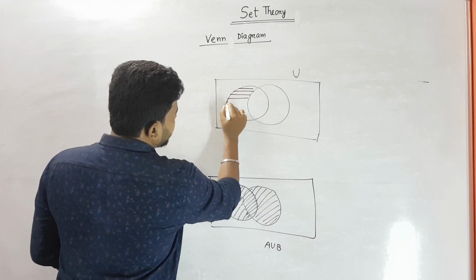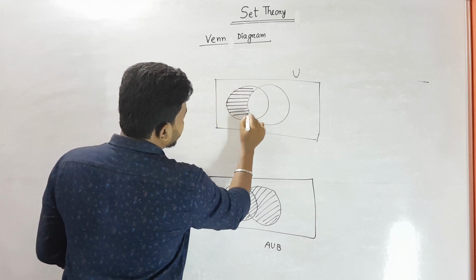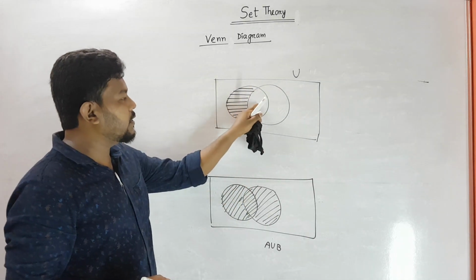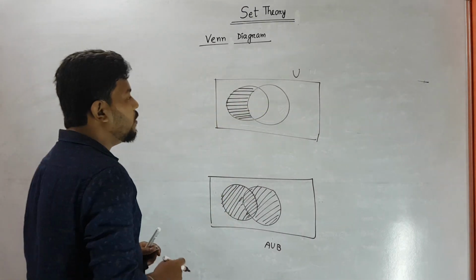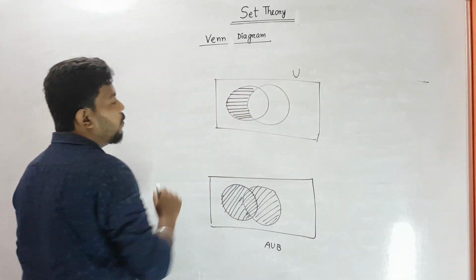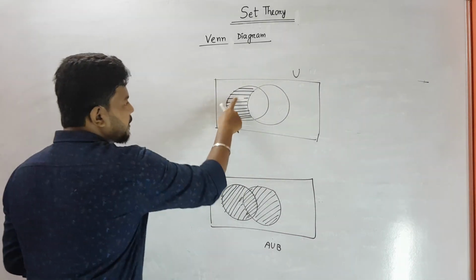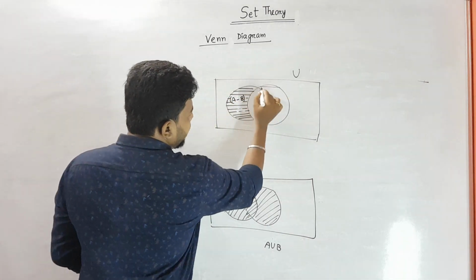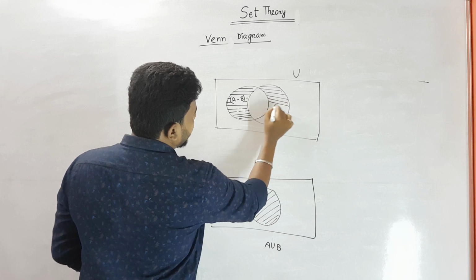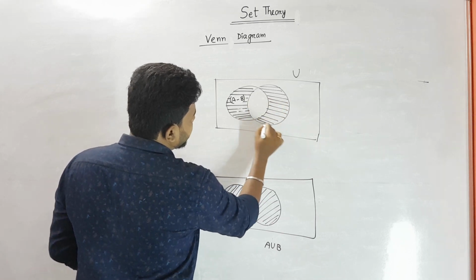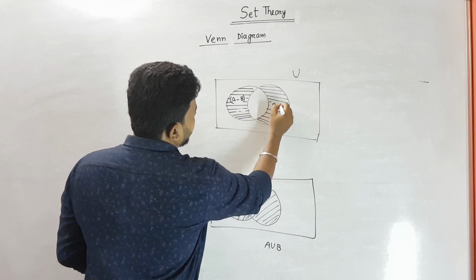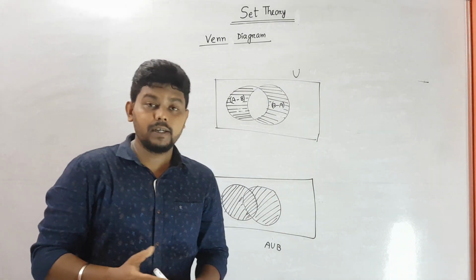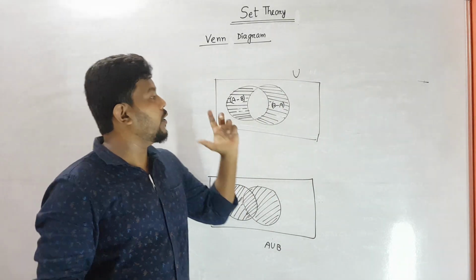Now, this area represents the elements which are present in set A but not in B, because this region is the common part of A and B. So, I have to subtract this portion from A. This represents A minus B, and this region is in B only. So, this represents B minus A.